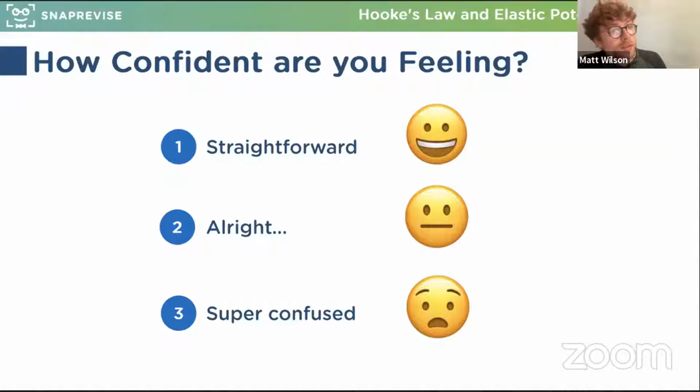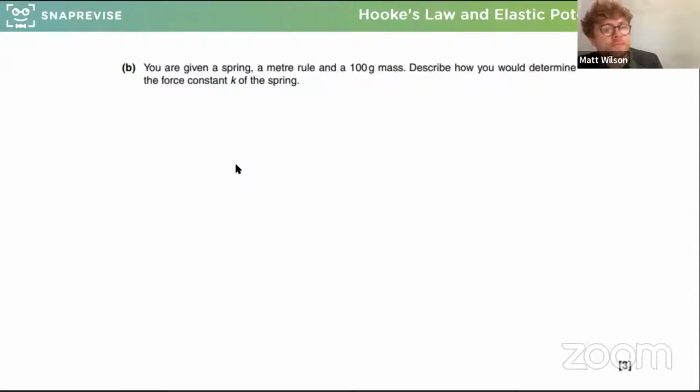Okay, well, we'll go ahead and have a go at some exam questions now. Okay, cool. And just let me know if you have any questions. So in this first question, we're told that we're given a spring, a meter rule, and a 100-gram mass. Describe how we would determine the force constant K of the spring. So we've got to design some kind of experiment. It's not going to be too long because there's only 3 marks available here. Let's just circle that. There's only 3 marks available.